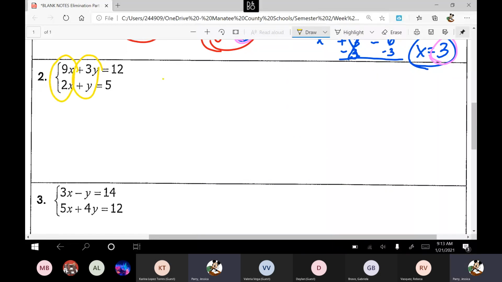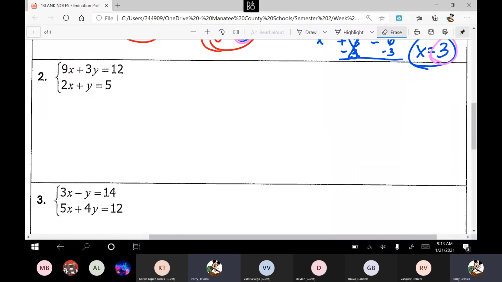And let's check and see, do we have opposites, our x values? We have a positive 9x and positive 2x. Those are not opposites. And then let's look at our y values. We have a positive 3y and a positive y. Again, those are also not opposites. Okay, so we need to multiply.